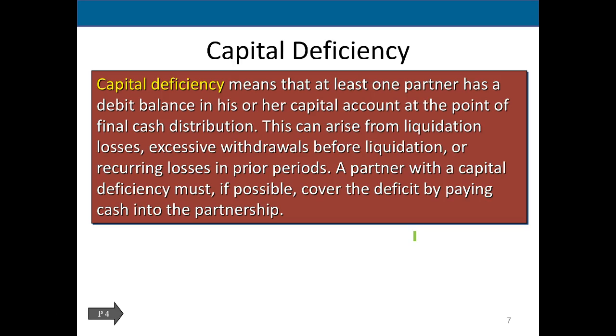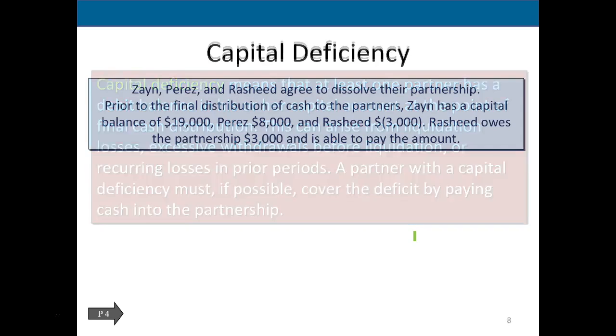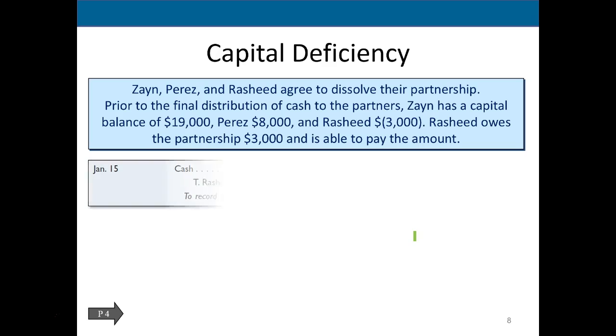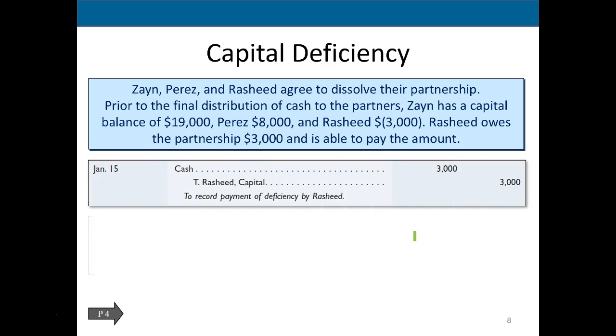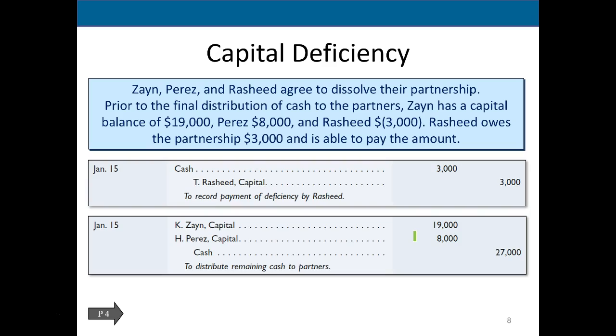So for whatever reason, one of the partners has a negative capital account, basically a capital account with a debit balance, which means that the partner owes the partnership in essence. So a partner with a capital deficiency must, if possible, cover the deficit by paying cash to the partnership. So hopefully if that happens, the partner goes, okay, I'm going to pay cash to the partnership, and then you can allocate that off to the partners in accordance to their capital account.